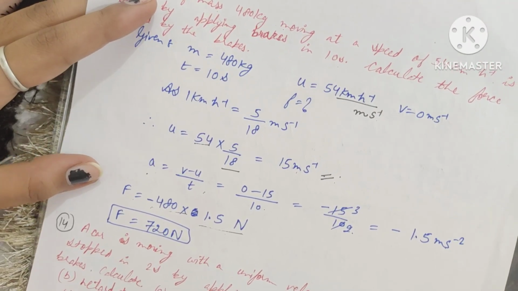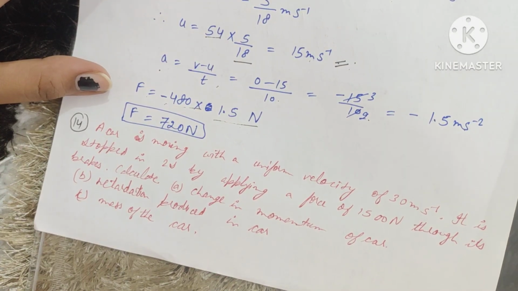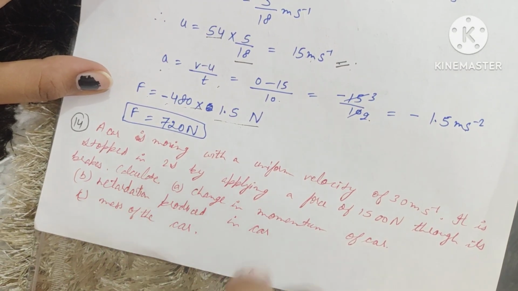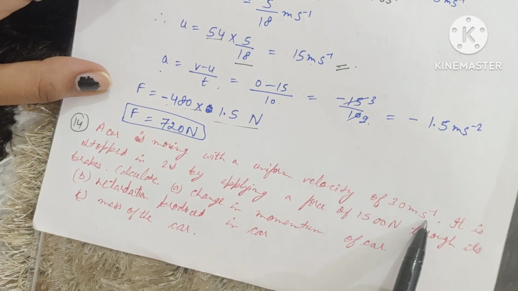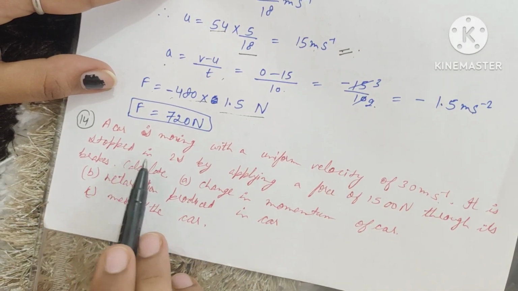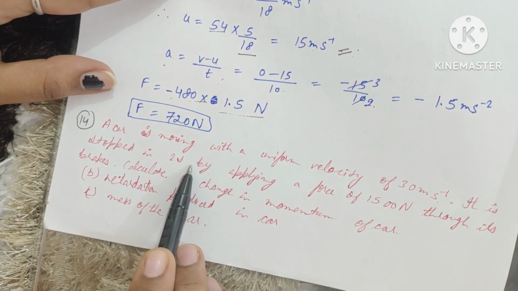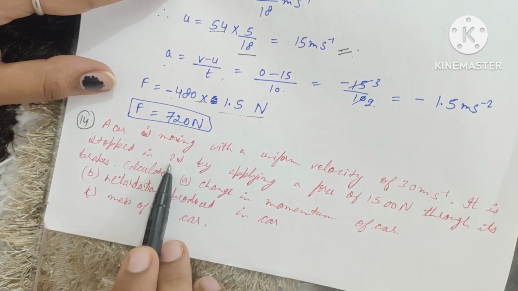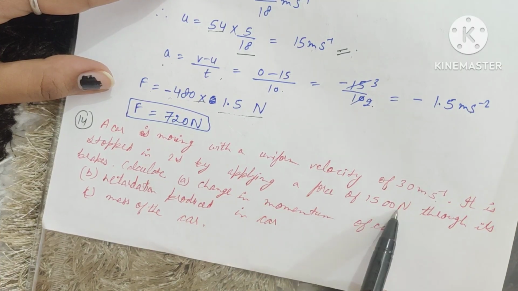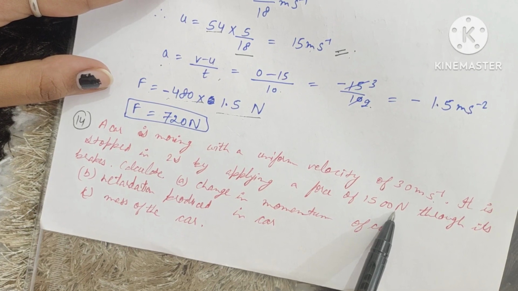Next is question number 14. Read it carefully. A car is moving with a uniform velocity, this. Initial velocity is given. It is stopped in 2 seconds, which means the final velocity is 0 because it stopped. In how much time? In 2 seconds. By applying a force of 1500 Newton. Okay, the force applied is also given.